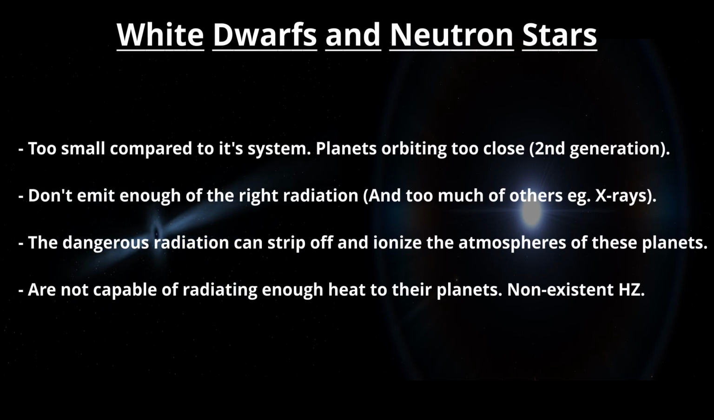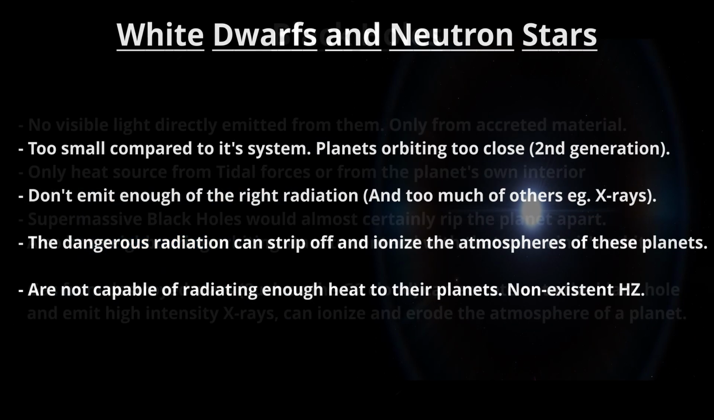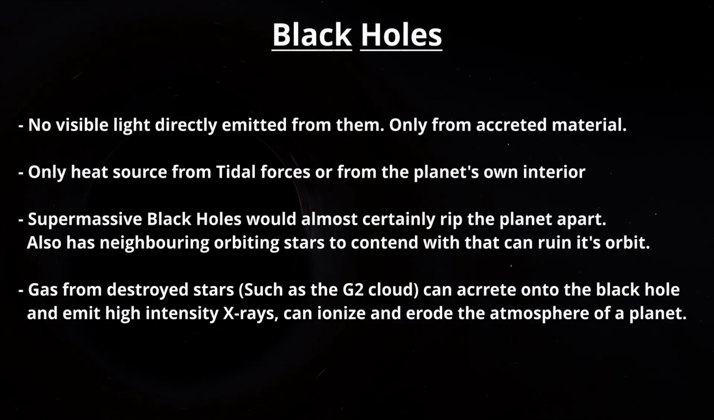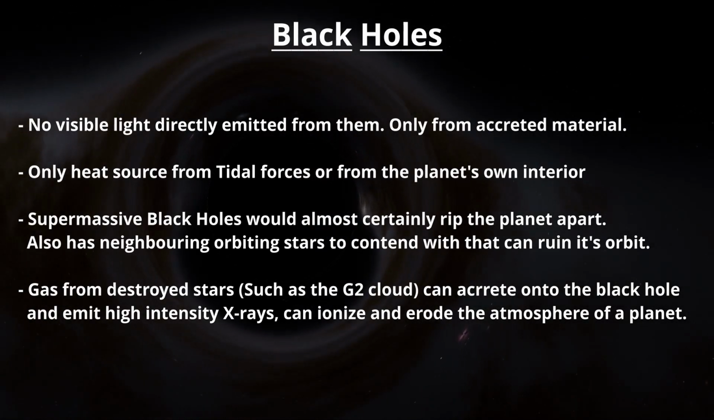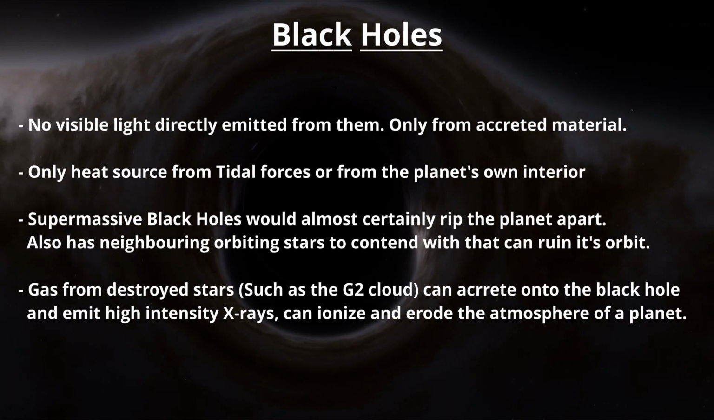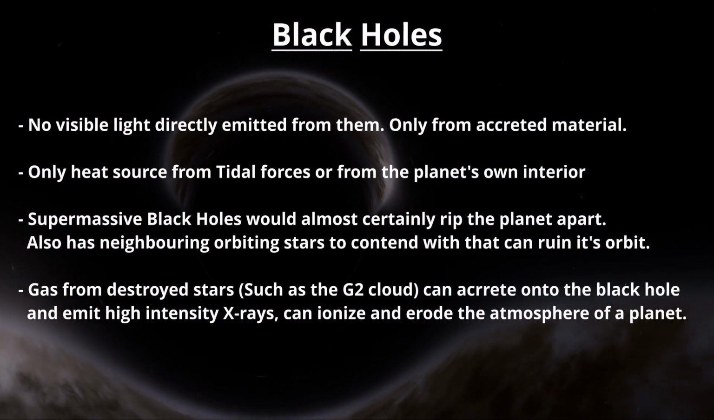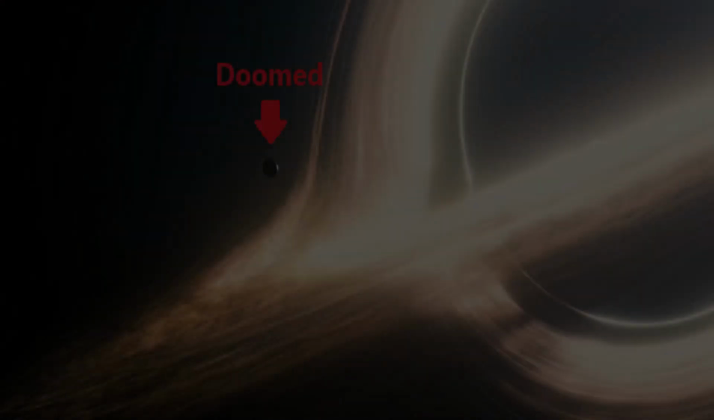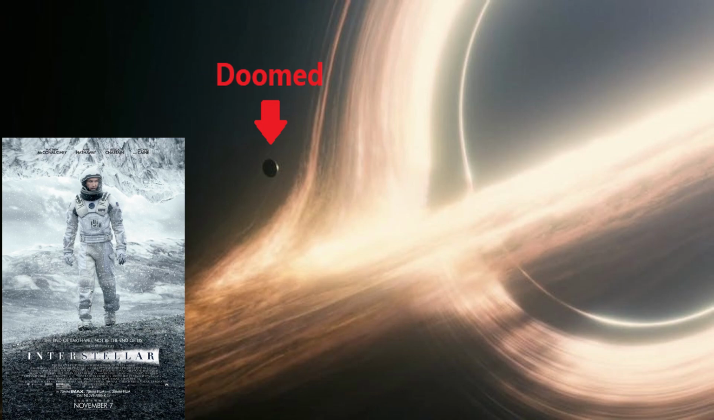The atmospheres of the planets would also be stripped off and ionized, and all of that can be applied to magnetars as well. Stellar mass black holes are arguably even worse, as there is no light directly emitted from them at all. The only possible source of heat will be from tidal forces. Supermassive black holes in the realms of millions of solar masses are also a definite no, so you won't find a real system like the one in the movie Interstellar. A possible planet would be ripped apart by tidal forces before it became anywhere close to being habitable.